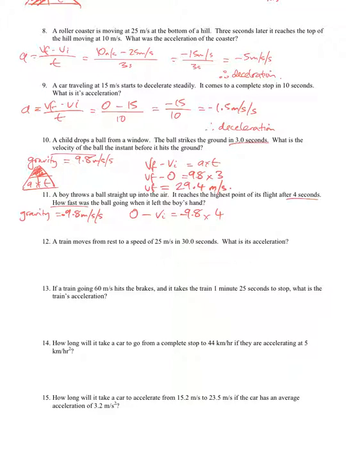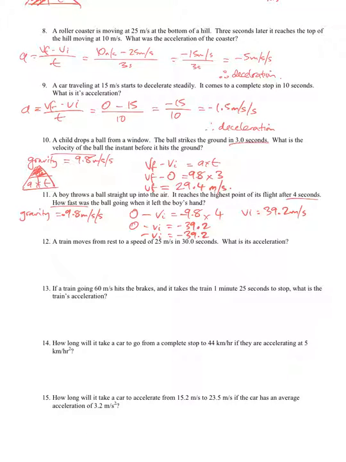Let's work out what we do know. We don't know what Vi is going to be, but negative 9.8 times 4 is going to be negative 39.2. I want to get rid of the 0 from the left-hand side. The opposite of adding 0 to something is taking 0. So if I took 0 from both sides, I'd be left with negative Vi is equal to negative 39.2. And if negative Vi is negative 39.2, then Vi must be 39.2 meters per second. So that's the speed of the ball when it left the boy's hand.